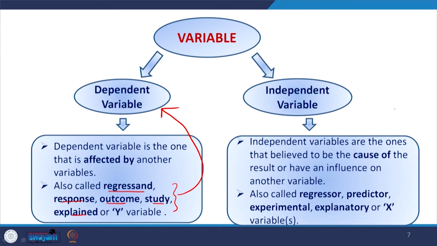Similarly, in this case the independent variables are the ones believed to be the cause of the result or to have an influence on another variable. Okay, that is, they actually influence another variable.